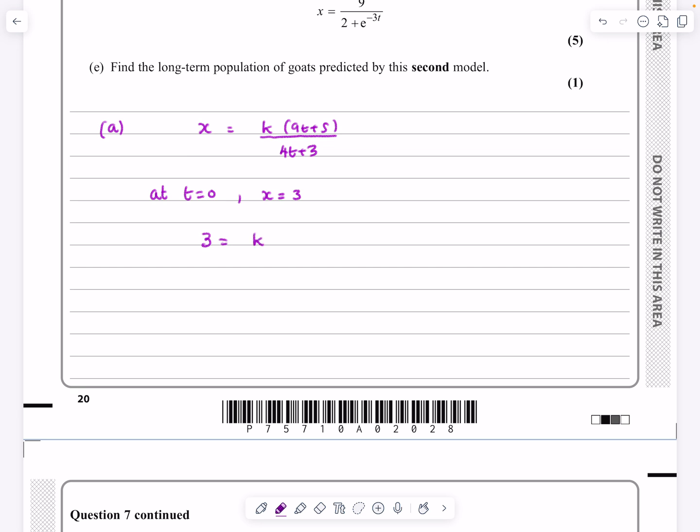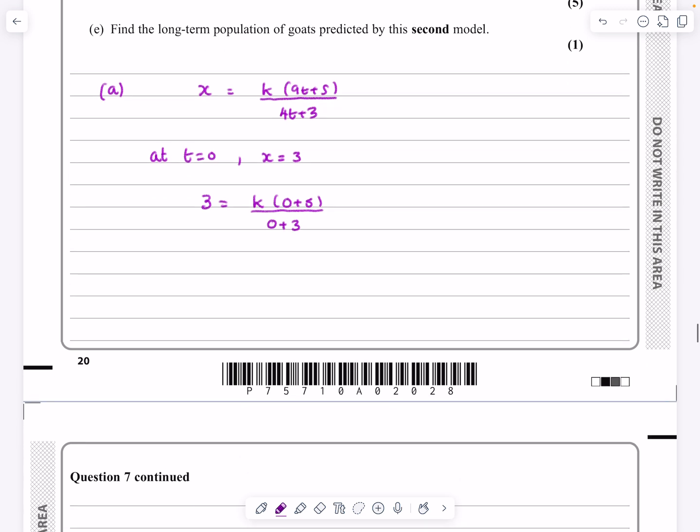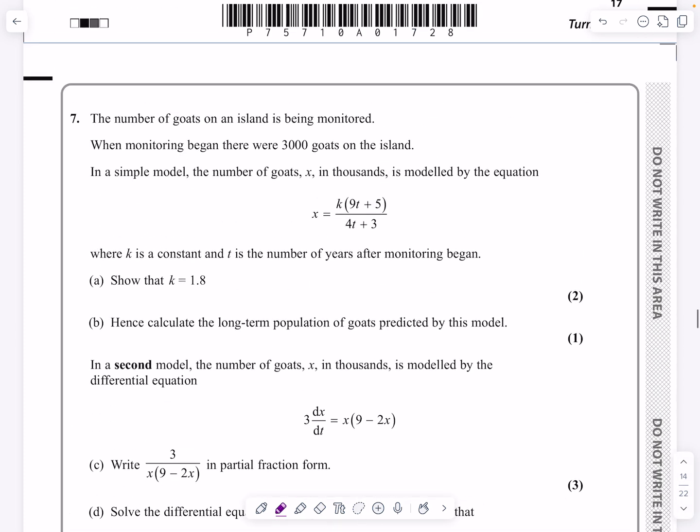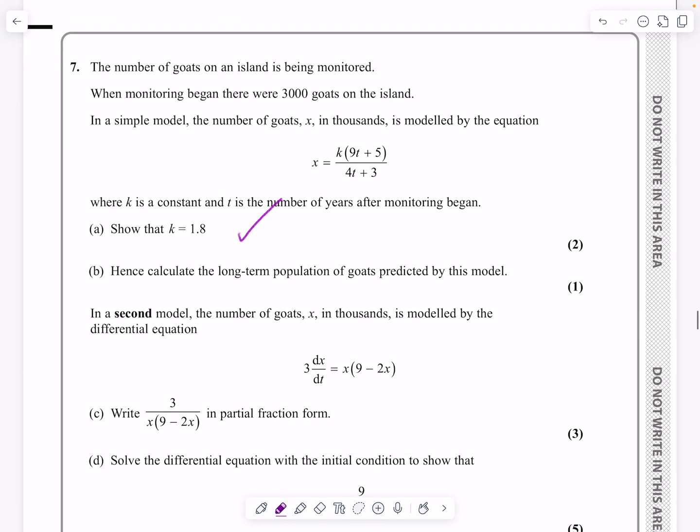3 is equal to k lots of, if t is 0, then we have 0 plus 5 over 0 plus 3 here. So that gives us that 9 is equal to 5k, which gives us that k is equal to 9 over 5, and 9 over 5 works out to be 1.8. So part A done.